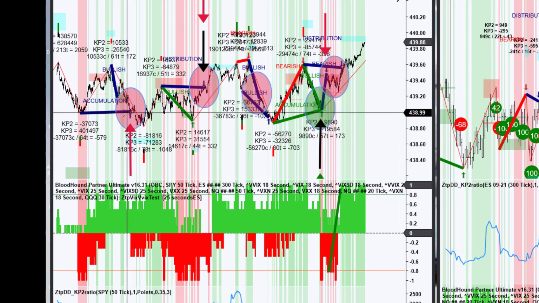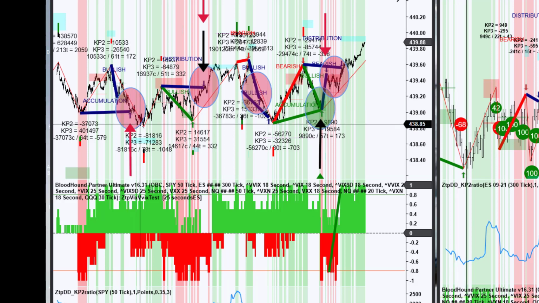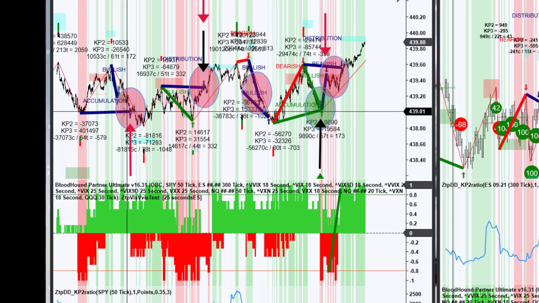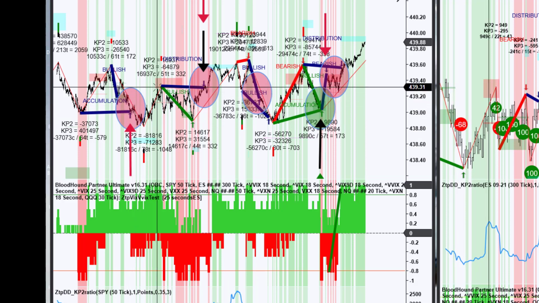We first have this accumulation long trade with VXX divergence. Again, it goes about 10 cents lower after we lose the accumulation. So we're going to call that a loss, even though it ended up trading higher. Same thing is going to happen here.